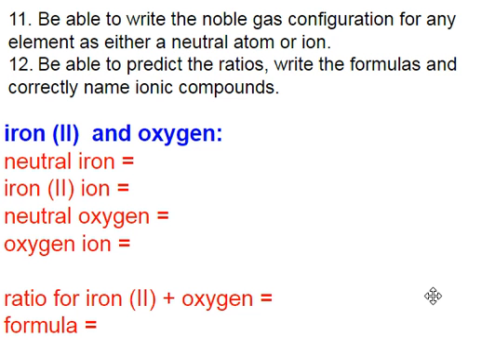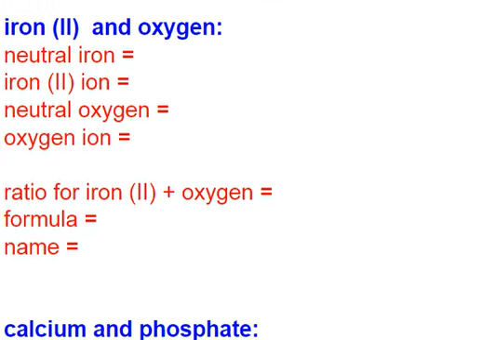Objective 11 and 12: be able to write the noble gas configuration for any element as either a neutral atom or ion. And then 12, be able to predict the ratios, write the formulas, and correctly name the ionic compounds. So I'm just going to scroll down so we can see the examples I have here.